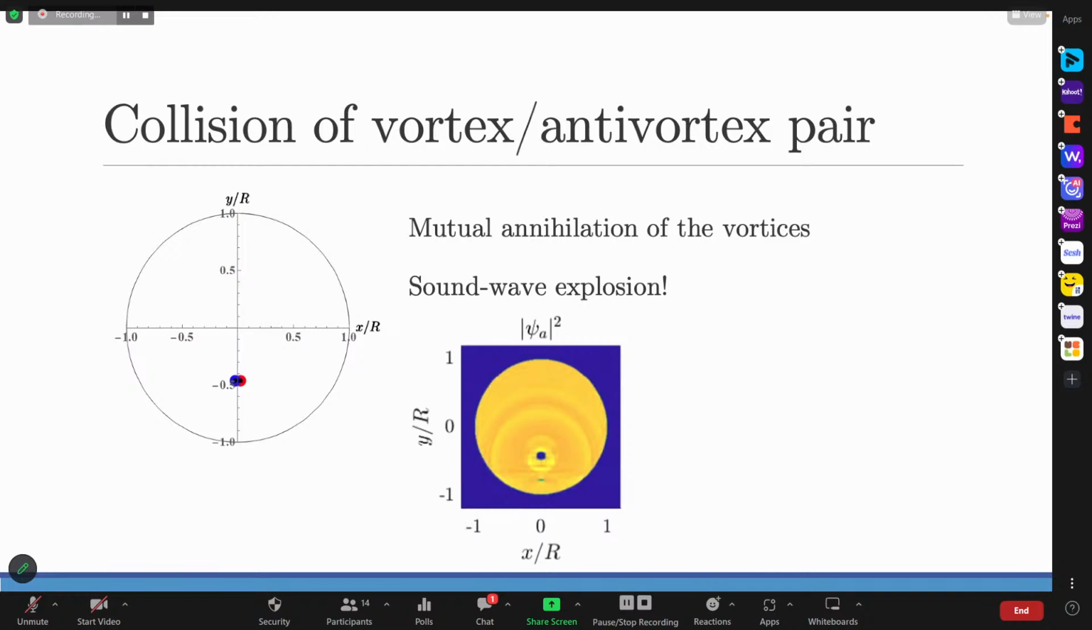So this is not a vortex. This is just like a drop of oil in a soup. It's an impurity in the soup.